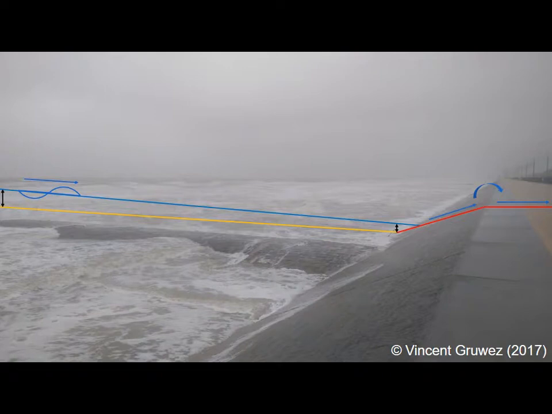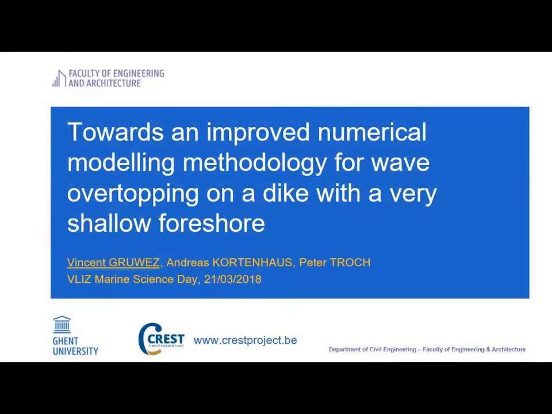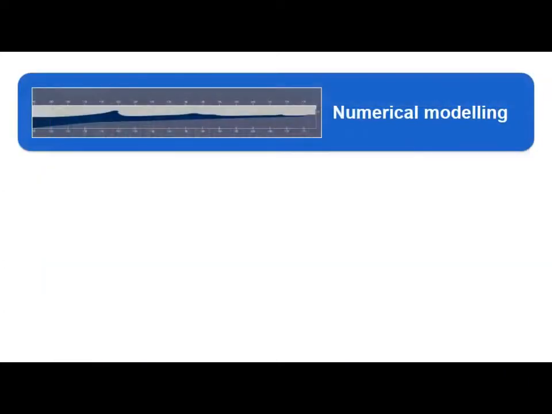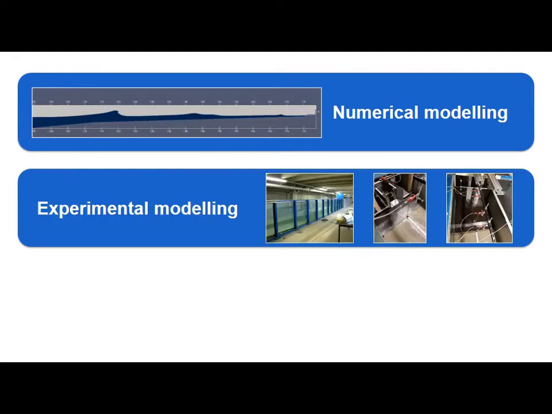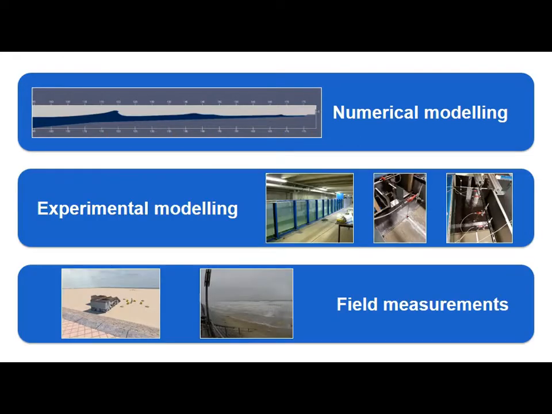Now, all these processes that I've described are what makes this coastal defense structure so complex and challenging to design for. And that's where my research fits in, because I'm working towards an improved numerical modeling methodology for this specific case. Now, how am I achieving this? Well, of course, by numerical modeling, but a numerical model will always give me a result. The important question to ask is, can I rely on this result? So we need to compare it to both experimental modeling and field measurements. But more on that later.